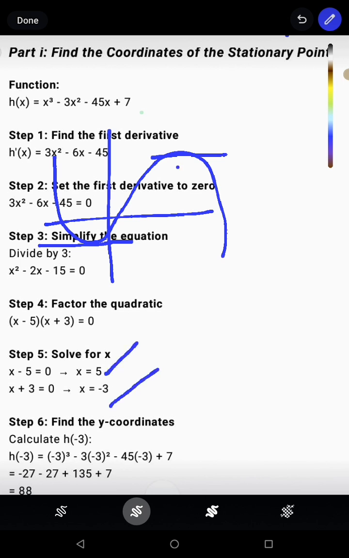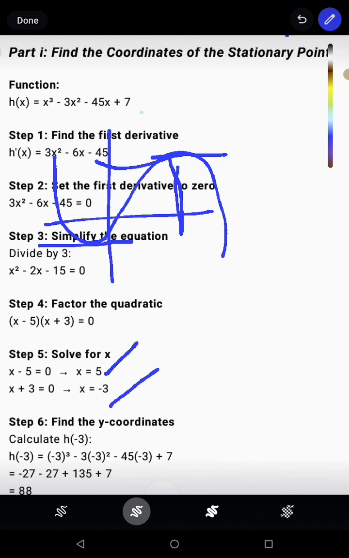If you look at this point now, let's say this is one of them. As this one has got x, you can trace it back to y. So every point has both x and y. That's why we call it coordinates. Even if the question is just to find the stationary point, you stop there. You don't need to look for the y coordinate. The stationary points are x equals 5 and x equals minus 3.